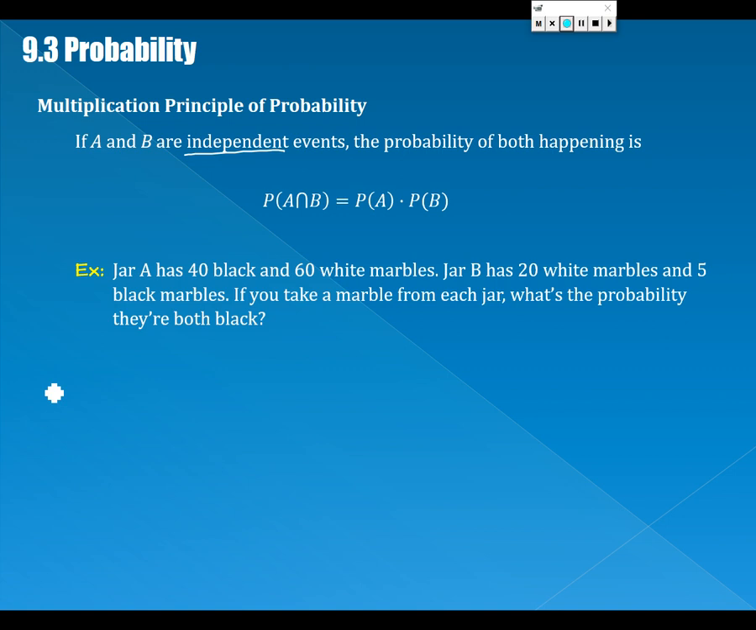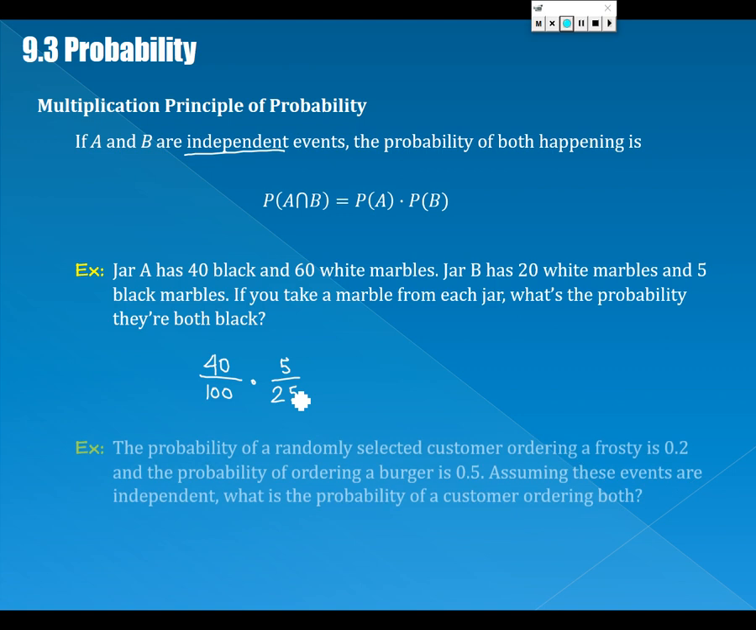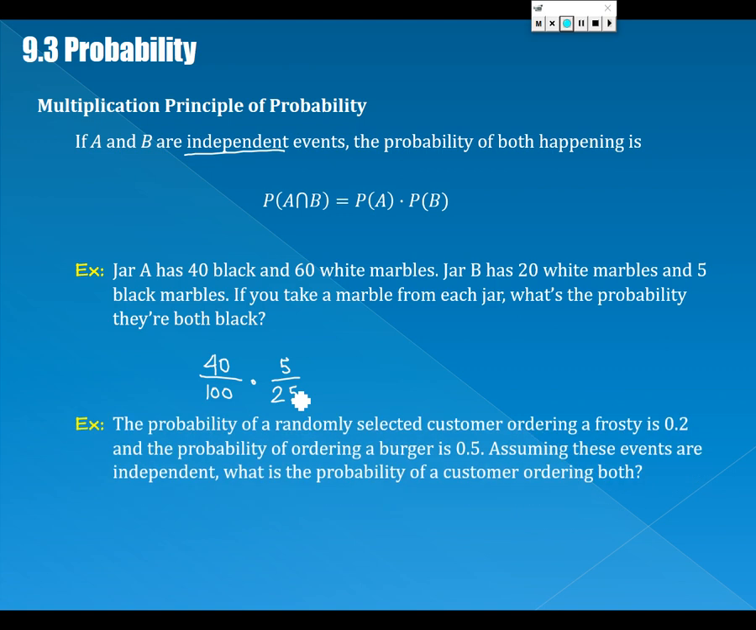What's the probability that we get blacks from both? The first one is 40 out of 100 times the second one has 5 out of 25 total in the second jar. So there you go, right? Just multiply. Okay, whatever. Move on. No need in that problem to say that they're independent, right? It's clear.